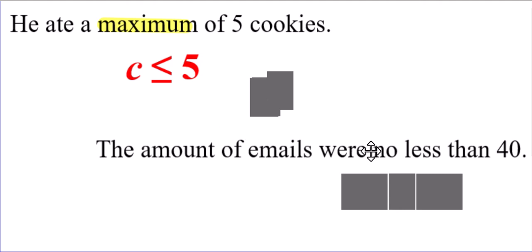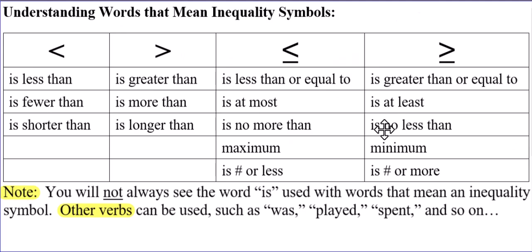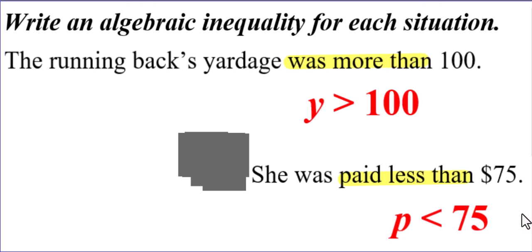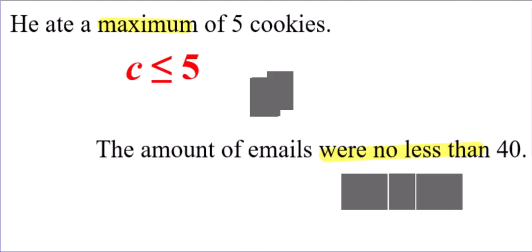Next one, the amount of emails were no less than 40. Do you know what the phrase no less than means? If you don't know, look back at the table. And you will see no less than means it cannot be less than. That's why it's greater than or equal to. That's why the word no is such an important word. You might want to go ahead and underline that, because if you don't pay attention to that word, you might want to put the less than symbol, but it's no less than. So it's greater than or equal to.